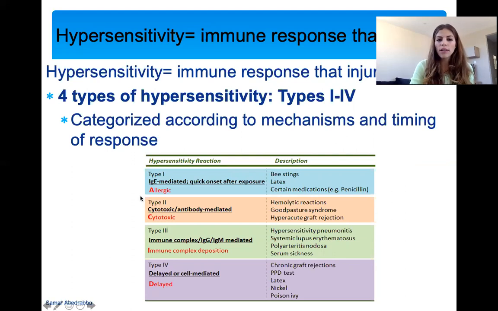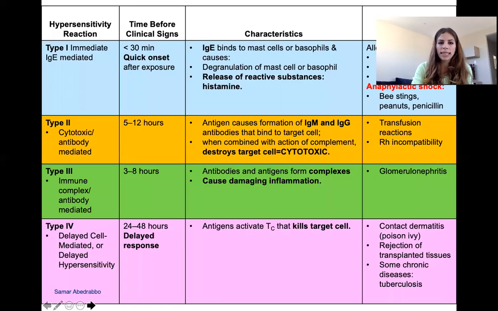Type 2 is called cytotoxic hypersensitivity response. It's called cytotoxic because we see a lot of killing. Cytotoxic has to do with T cells, the T cells that kill. Type 3 has to do with immune complex deposition, and type 4 takes a while to kick in, so it's called a delayed hypersensitivity reaction. And we'll do a summary once we've gone over each one in detail.